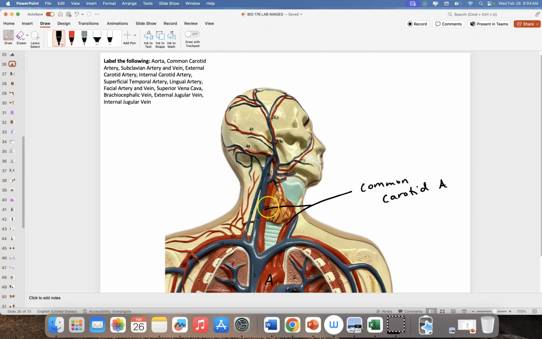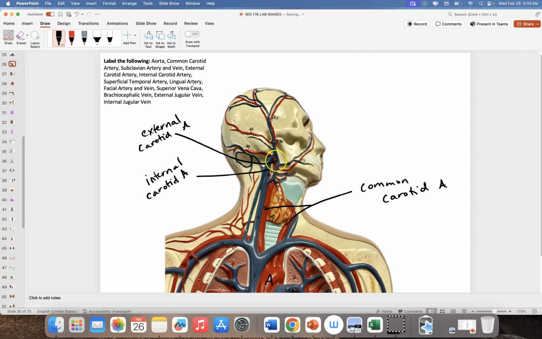Now, if we follow the common carotid, we can see that a portion of it is going to stay external, and then this little itty bitty portion is going internal. I'm going to draw a line from this small portion going internal. That then is going to be our internal carotid artery. And then the one that stays external, I'll draw a line from there, is our external carotid artery.